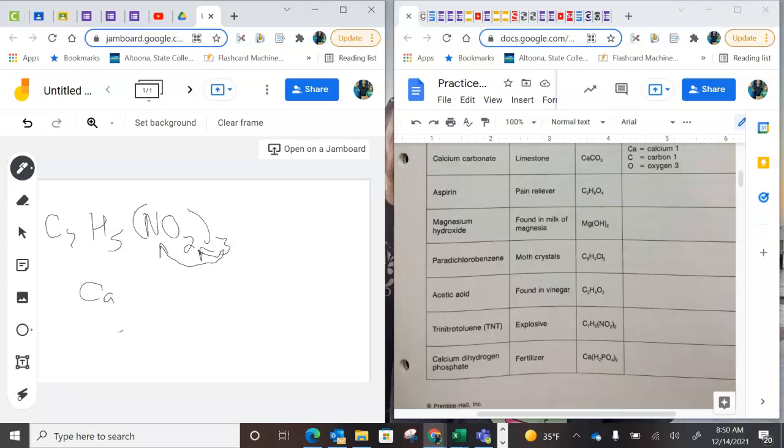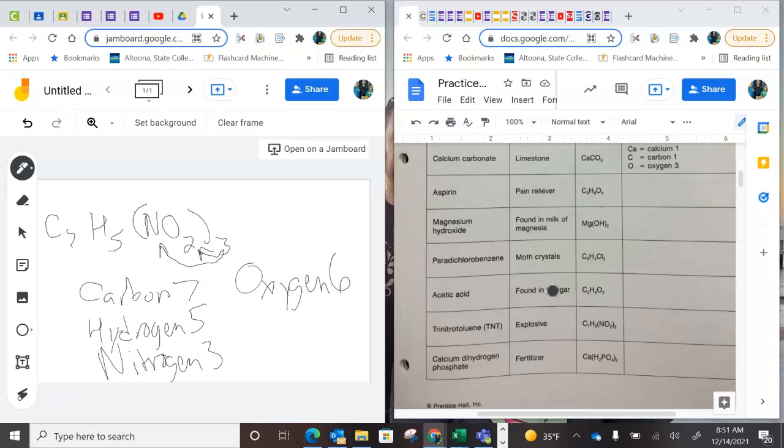So C is carbon, 7. Here's 5 hydrogens. So when you don't see a number beside this, N is nitrogen, by the way. When you don't see a number there, you assume that that is a 1. 3 times 1 is 3. Then you take 3 times 2, so the O for oxygen, 3 times 2 is 6. And that's how you would do that one there.